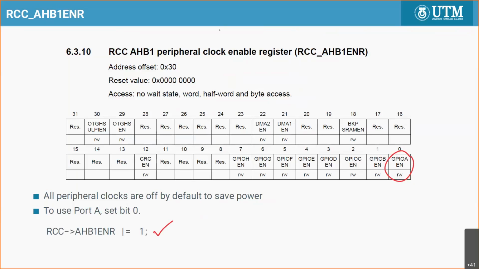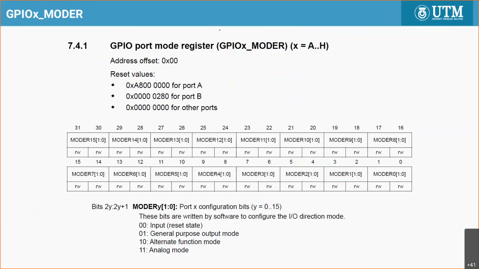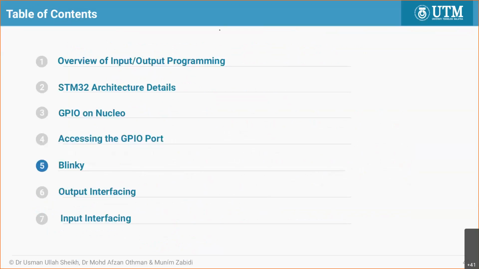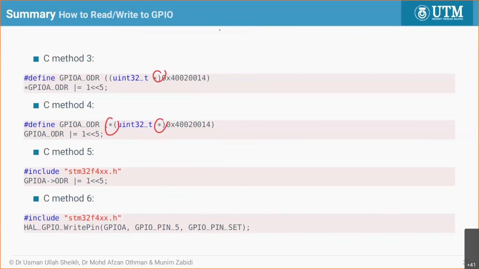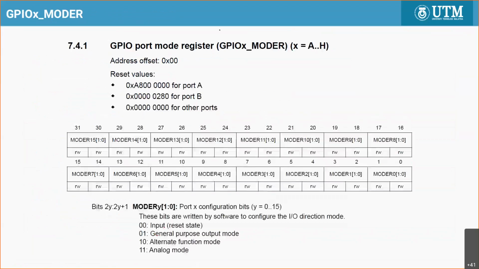Otherwise, it won't work. And then you have to tell the GPIO what are the directions of each of the pins. Okay, so by default, all the pins are input. But let's say I want to make only pin 5. Remember that for the blinky it is pin 5. Here we already output to pin 5, but you have to tell this register that pin 5 is output.